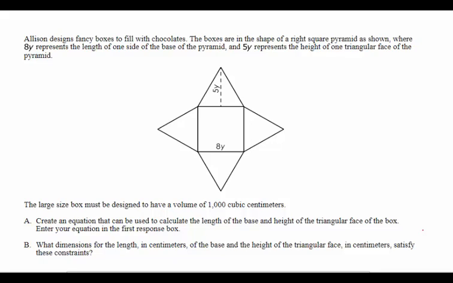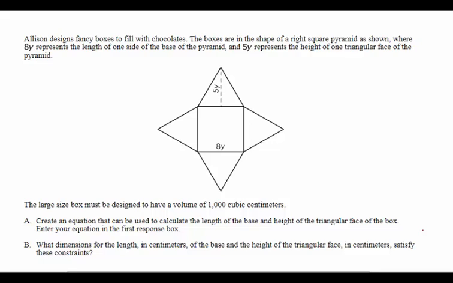Allison designs fancy boxes to fill with chocolates. The boxes are in the shape of a right square pyramid as shown, where 8y represents the length of one side of the base of the pyramid, and 5y represents the height of one triangular face of the pyramid. The large box must be designed to have a volume of 1,000 cubic centimeters.